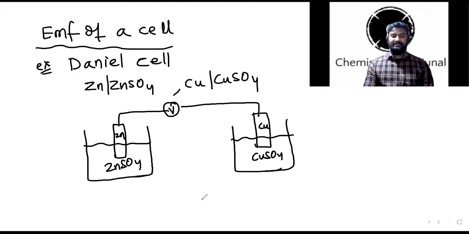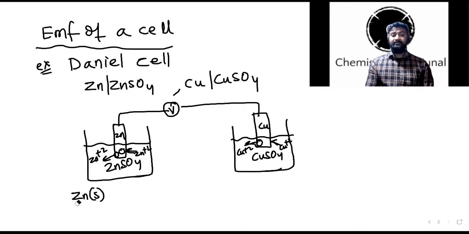Now see, have a look. What reaction will take place? We had discussed this in the last class also. The zinc solid here, zinc atoms could become zinc ion, or zinc ion could become zinc metal. Any of these can happen. In this case also, copper can become copper 2 plus, or copper 2 plus can become copper. Let's see what will happen.